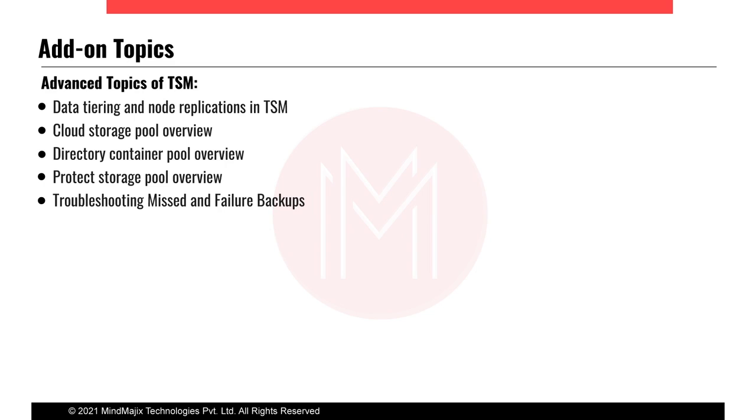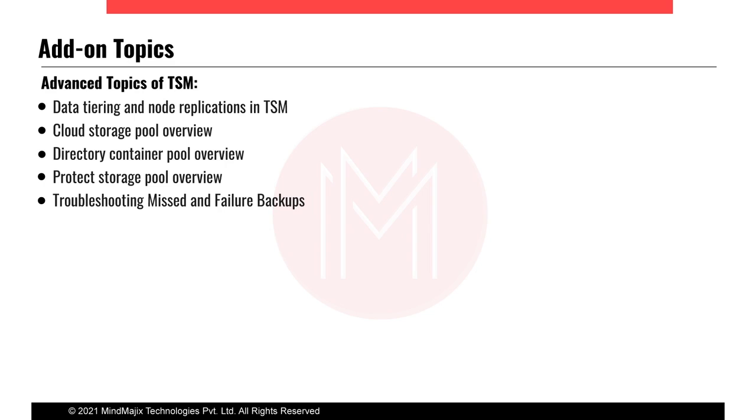And directory container storage. This is also a new addition in IBM Spectrum Protect. Previously we only had disk storage pools or tape storage pools. Those are the traditional ones, which have been there for 30 years. What is the difference between container storage and the traditional disk storage pools or tape? Traditional pools are based on device class. They run on device class management.